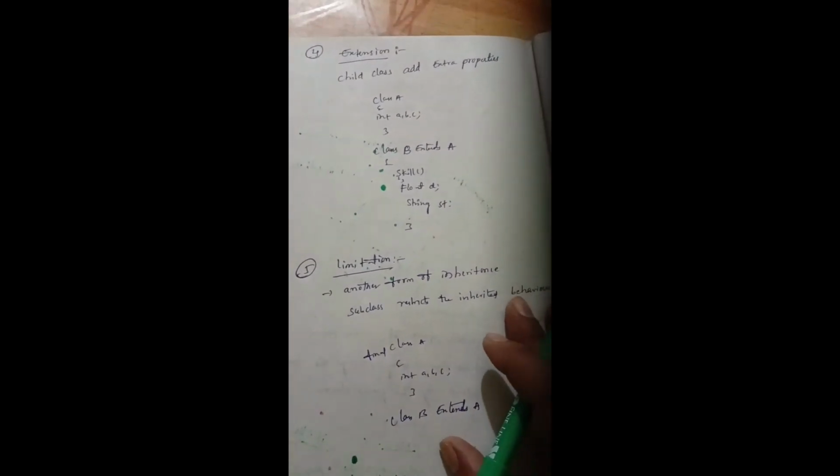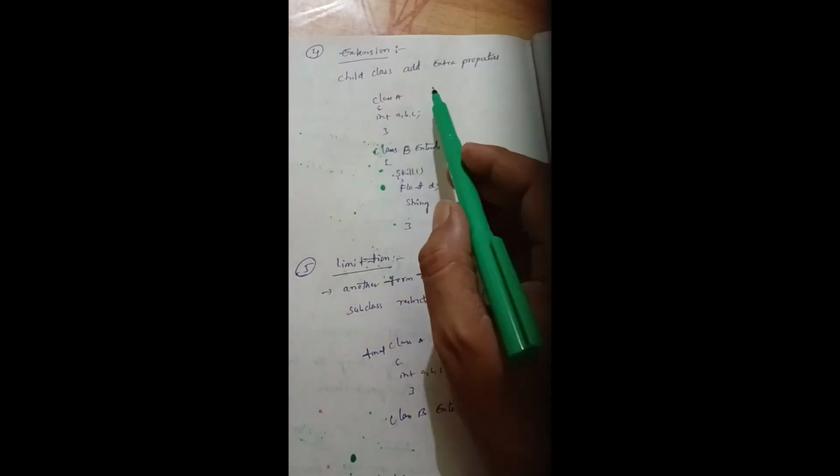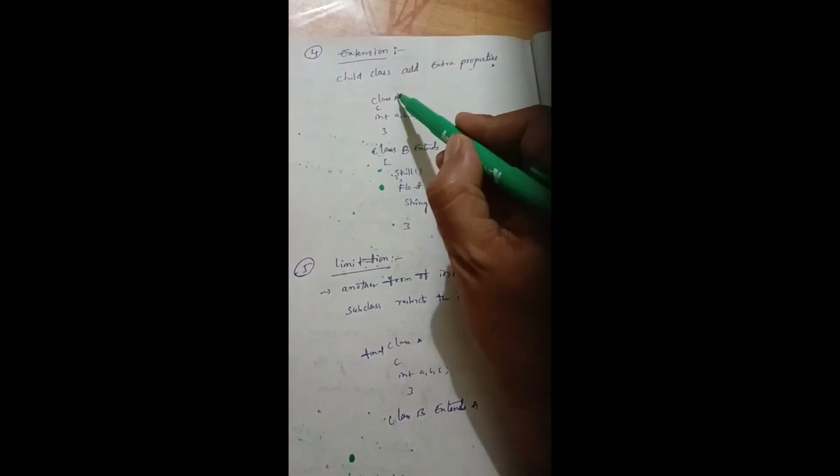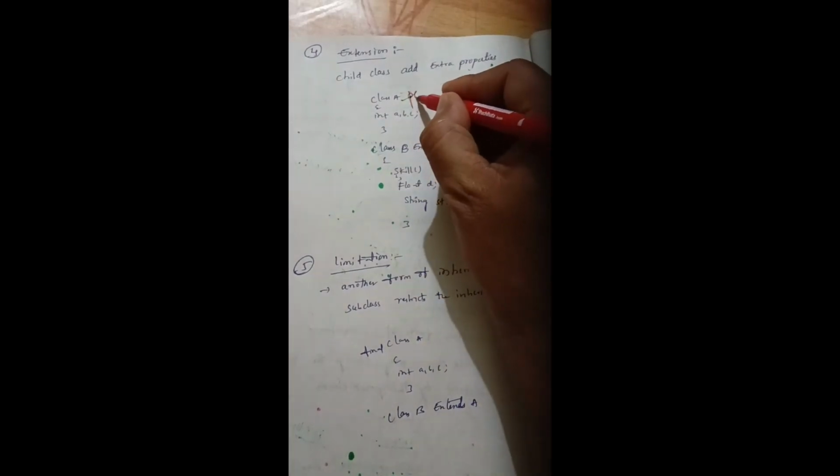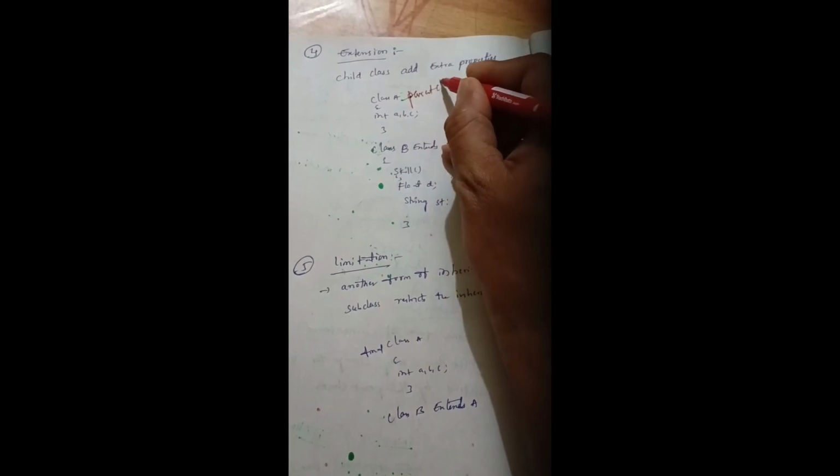Next, another form is extension. What do I mean by extension? The child class adds extra properties. Suppose this is the parent class, A is the parent class.